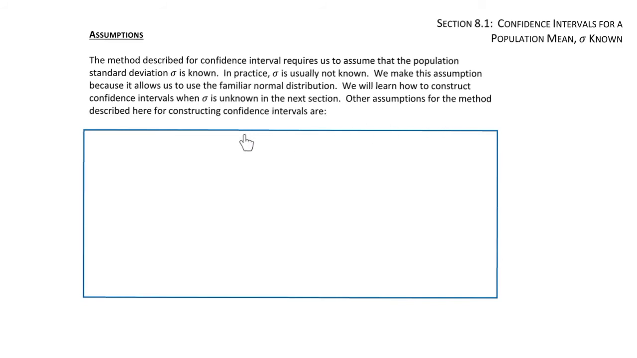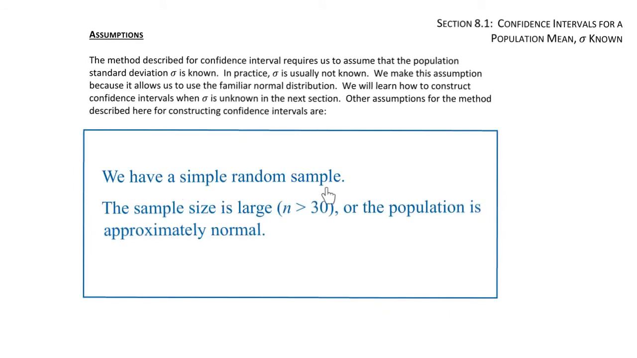Other assumptions for the method described here for constructing the confidence interval are: we have a simple random sample, and the sample size is greater than 30, or the population is approximately normal. When these assumptions are satisfied, we can find the point estimate, then find the critical value, then find the standard error, then find the margin of error, then use the point estimate and the margin of error to construct the confidence interval, then interpret the result. I'll explain the procedure again using an example.